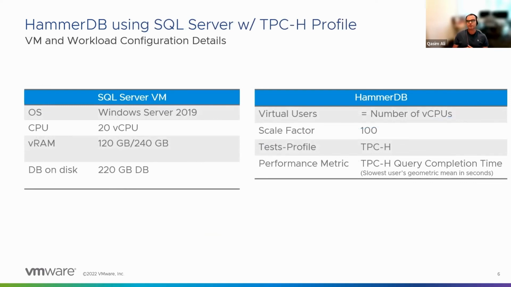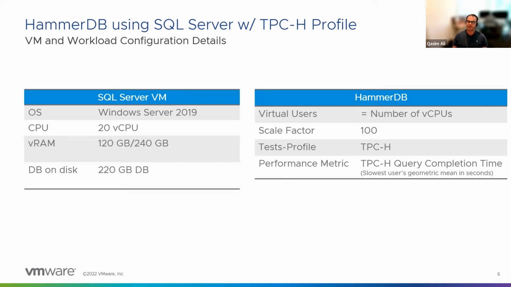Now let me jump to the second workload, which is again running SQL Server, but this time with the TPC-H profile, which is online analytical processing. In this case, we have used a larger VM size, which is 20 vCPUs, and we increased the VRAM to 120 or 240 gig, depending upon how much memory we have available. The virtual users in this case equal the number of vCPUs running. For example, we are running a 20 vCPU VM, so we would have 20 virtual users.